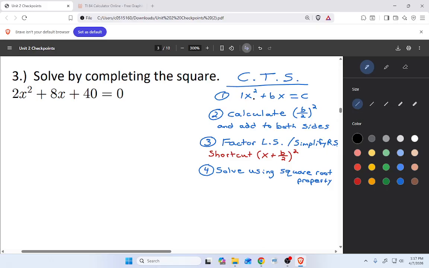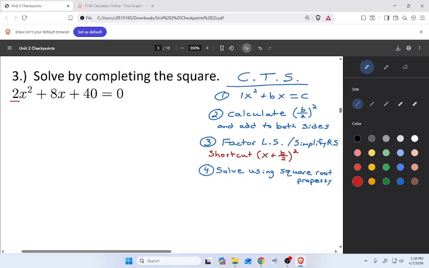So I need to make sure that my equation is in the correct form. I need a leading coefficient of 1, and I also need my plain old constant, the term with no x's, on the right side of the equal sign. Both of those are an issue right now. I've got a leading coefficient of 2, and I've also got this constant, which is on the left side of the equal sign, but I need it on the right side of the equal sign. I'll start by dividing everything by 2.